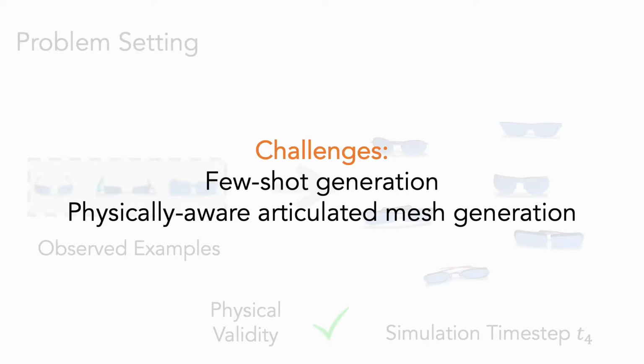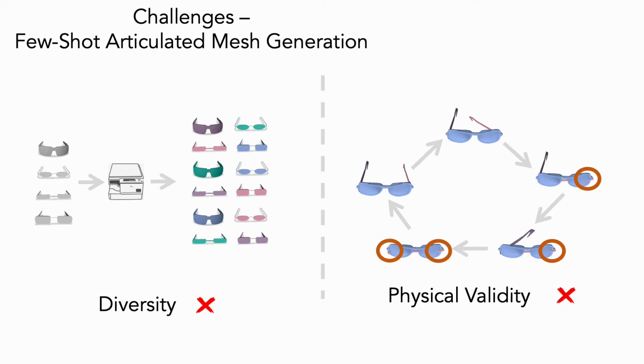Solving this task poses two main challenges, namely few-shot generation and physically aware articulated mesh generation. Existing mesh generation techniques either cannot generate diverse meshes from a few examples or cannot model correct object-level constraints imposed by the functionality of their generated objects.